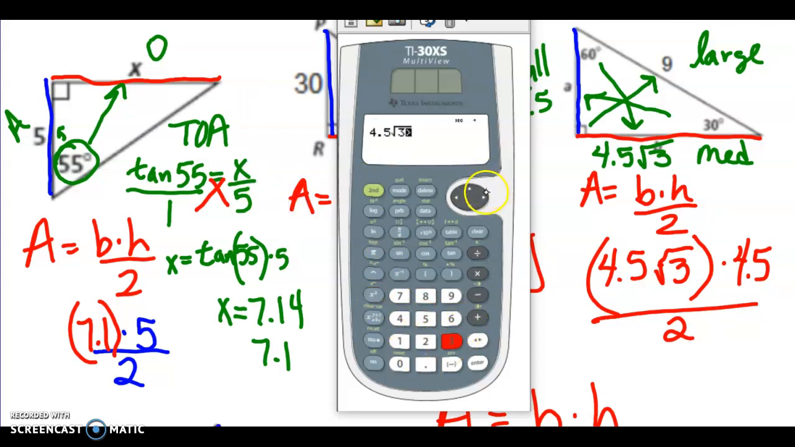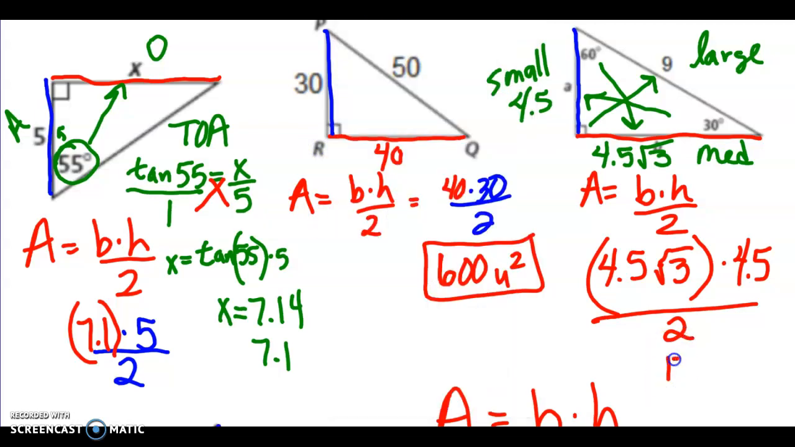And now I'm done with my square root, so I need to arrow out of there. Then times the 4.5. Okay, I'm going to hit equals, and then I'm going to hit divide by 2. All right, so I got 17.53, so 17.5 units squared.